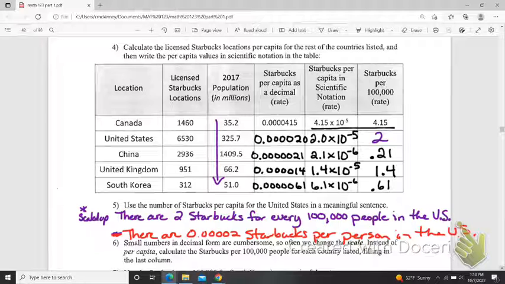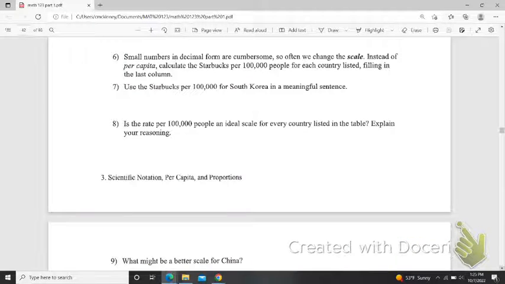So as number 6 says, it's really just talking about what I did there in the purple about scaling up. That small numbers in decimal form, we often need to change the scale. And so instead of just saying per capita, we're going to do it per 100,000 people and fill in the last column, which we actually already did. I kind of jumped the gun on that. Okay, so pause. I'm getting ready to go on. Pause if you need to write something down. So we'd actually already done number 6.